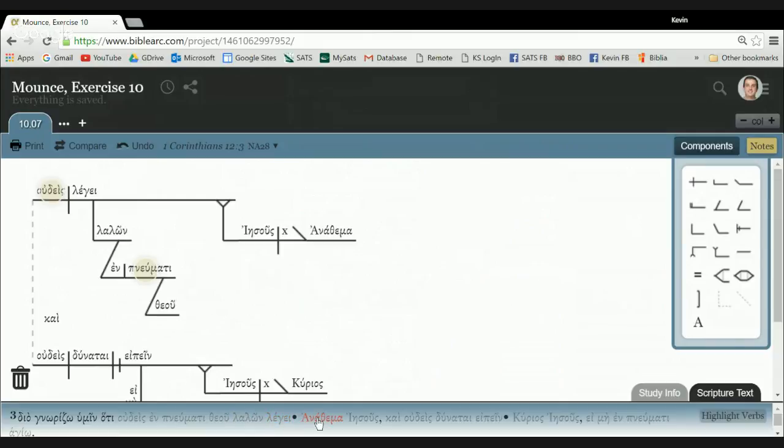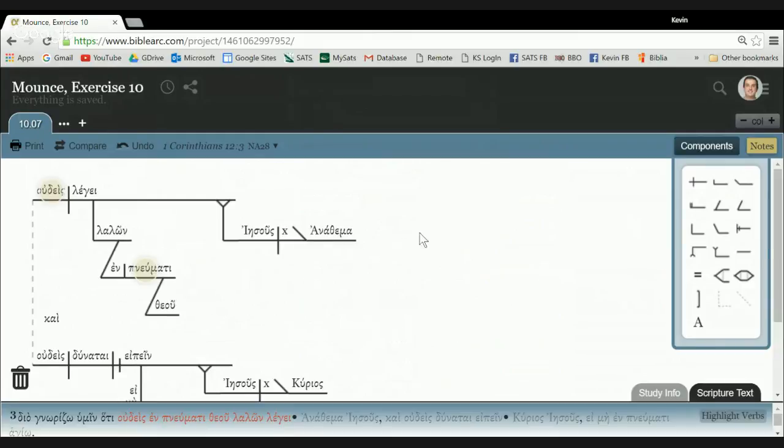lege. Anathema, cursed or accursed, Jesus, Jesus. And that's the end of a clause. We've got a comma and the next statement starts after that. So, oudes en pneumati theou lalon, speaking, lege, says, anathema Jesus, Jesus is accursed. So you immediately recognize these words, anathema Jesus, are direct speech. It's somebody saying it, and these words together, these ones here, are the introductory phrase to the direct speech.